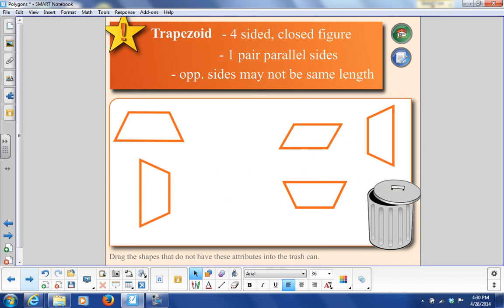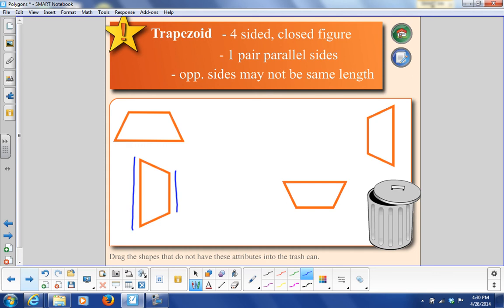Not a trapezoid. What about this one right here? Not a trapezoid. Good. Trapezoids are going to look like this. So basically you have uneven sides with parallel sides, so they don't have to be the same length. This is not the same length as this. This is not the same length as that, and so on and so forth.